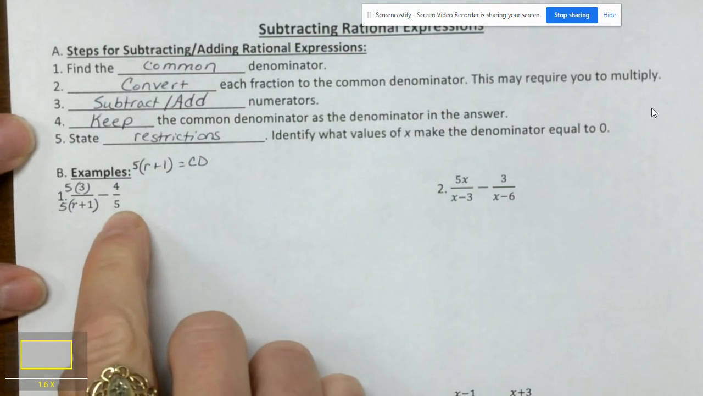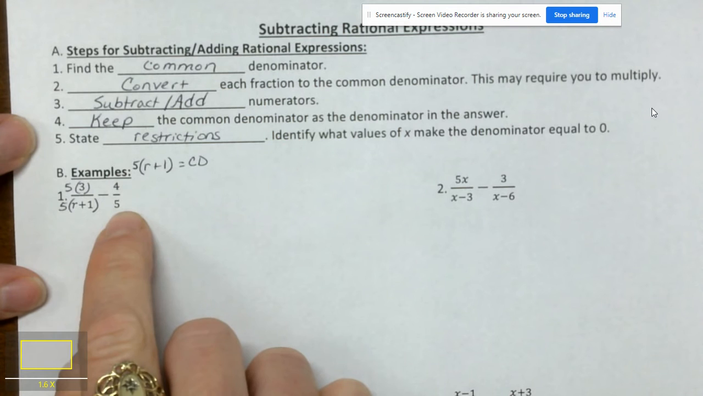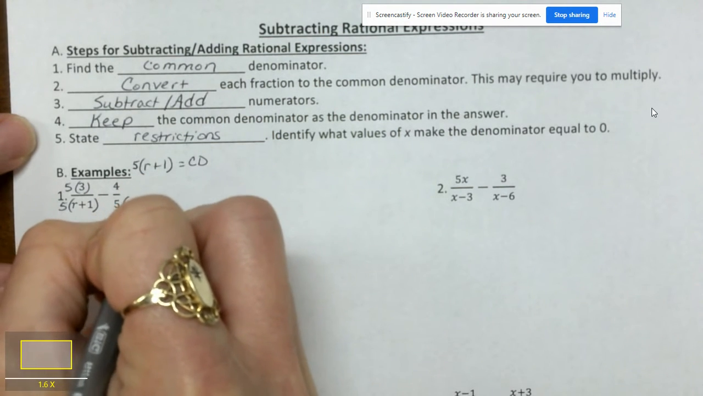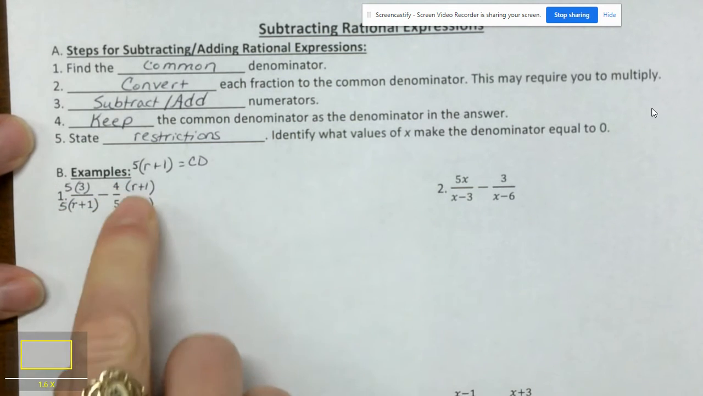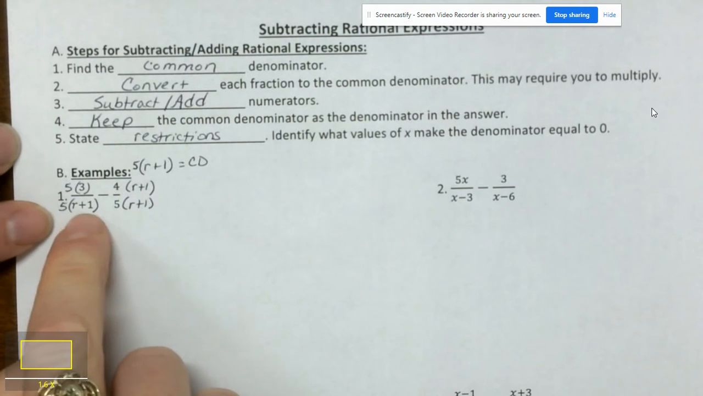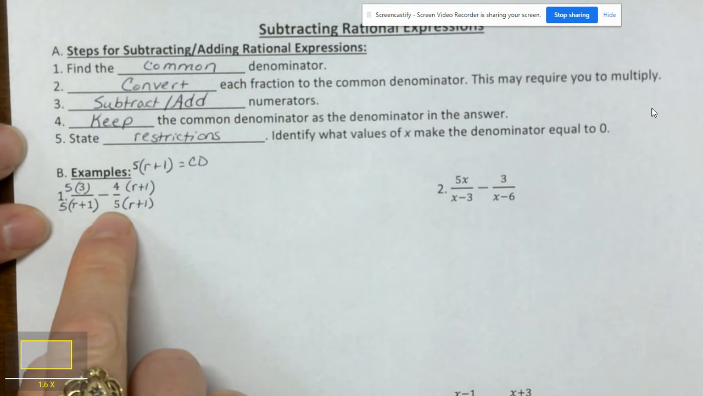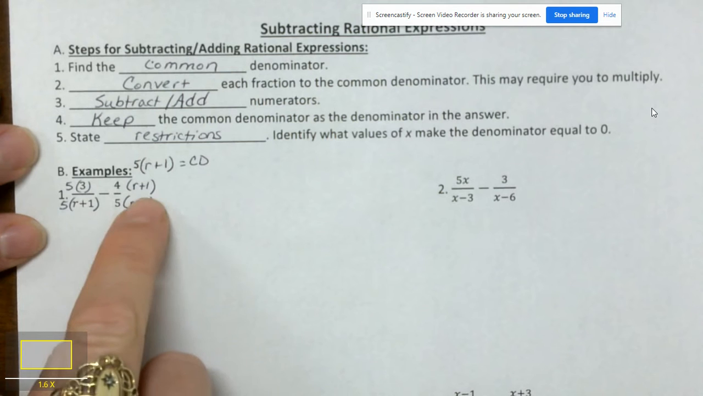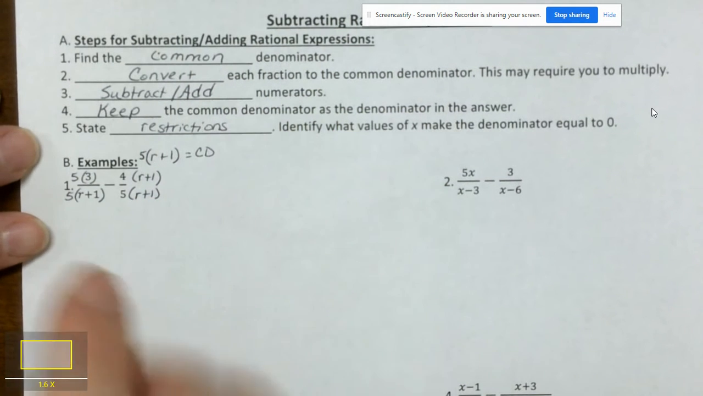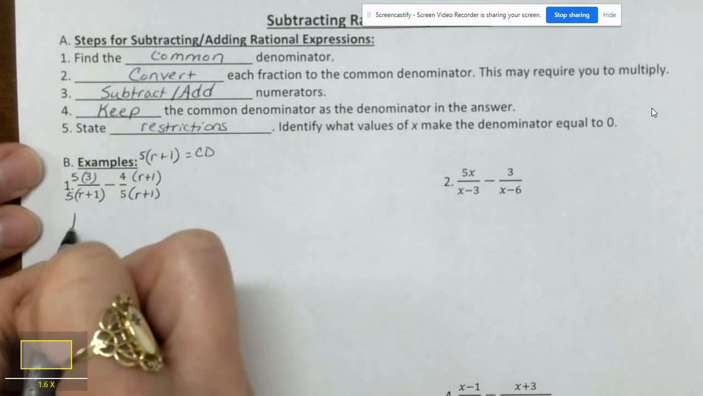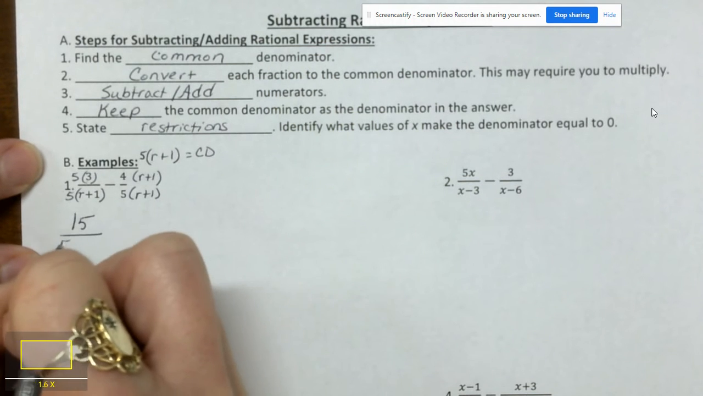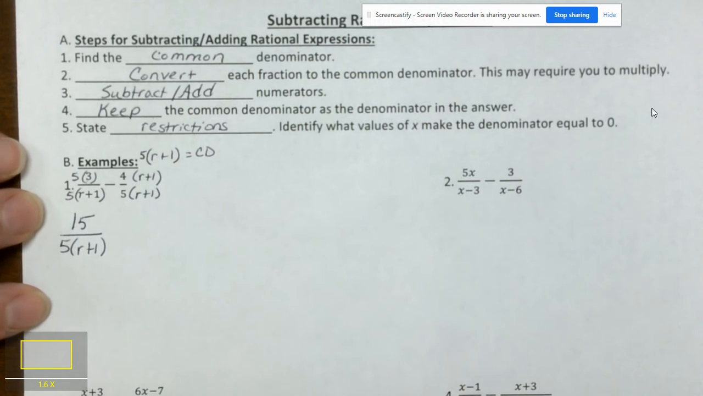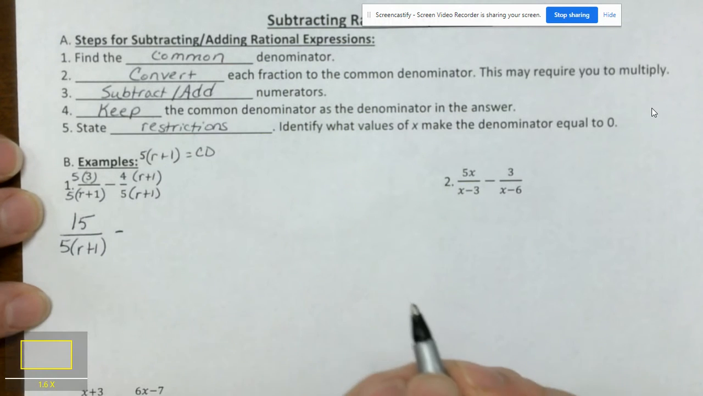And then you look over here at this one and you say, okay, what's this one missing of this common denominator? Well, it only has the 5, so it's missing the r plus 1. So we have to multiply both the top and the bottom by what's missing in the common denominator down here. Whatever you do to the bottom, you have to do to the top. So make sure you do that on both of them. Now, 5 times 3, that's 15. And then we write down our common denominator, 5 times r plus 1. And I'm going to leave it in factored form. It's fine that way. Okay, and then we've got a minus.